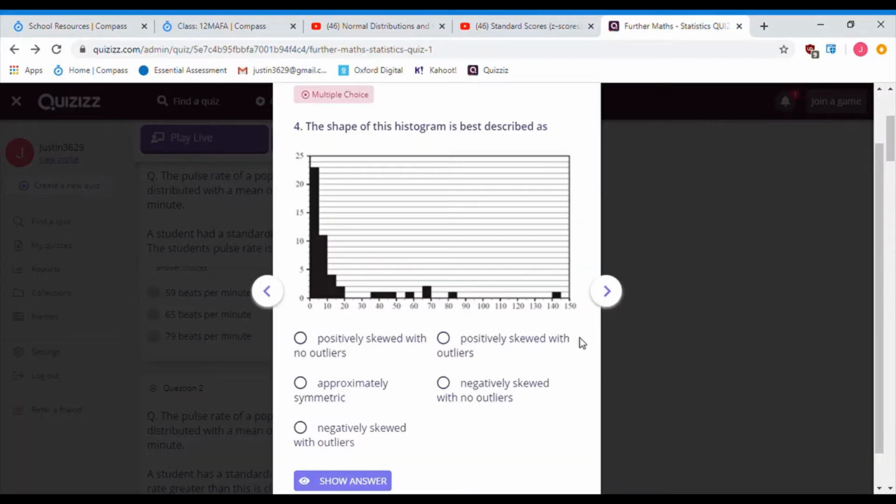Next question looks at the shape of this histogram. We've got most of our data to the left side, and it is skewed towards the positive side. We've got a very long positive tail. So it is going to be positively skewed. Our options are positively skewed with no outliers or positively skewed with outliers. You can see as these ones are scattered out, especially this one all the way over here, I would definitely assume this one is an outlier. So our answer is going to be positively skewed with outliers, which is the right answer.